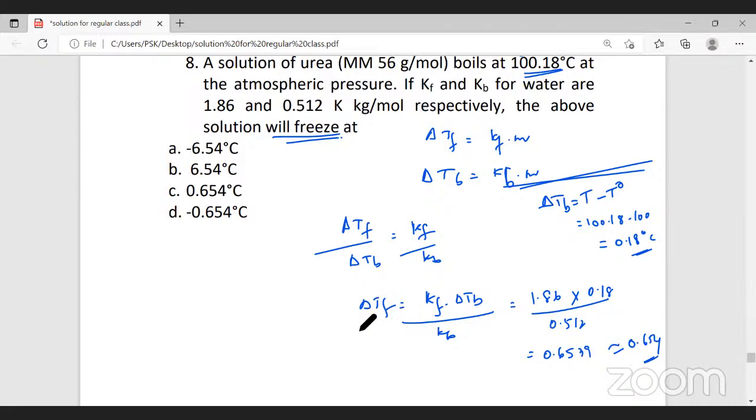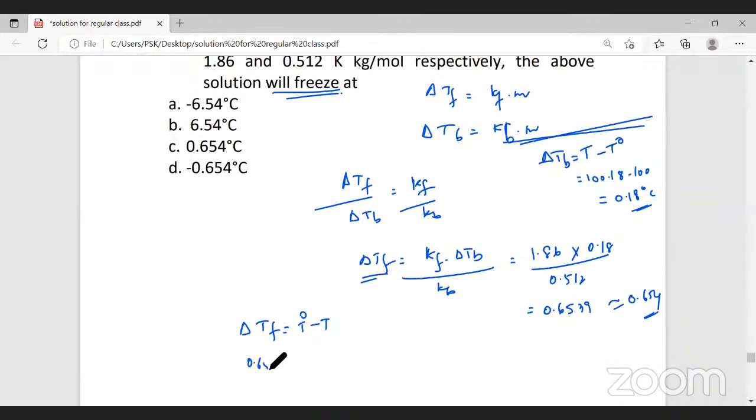They're asking for the depression in freezing point. We know that delta TF is equal to T naught minus T, the freezing point of a pure solvent minus the freezing point of the solution. So 0.654 is equal to 0 degrees Celsius minus T. So what will be T now? T will be minus 0.654 degrees Celsius. Here it is minus, the decrease. Therefore, the answer is D here. The answer is D. Did you follow?